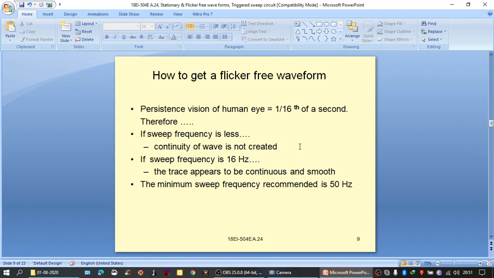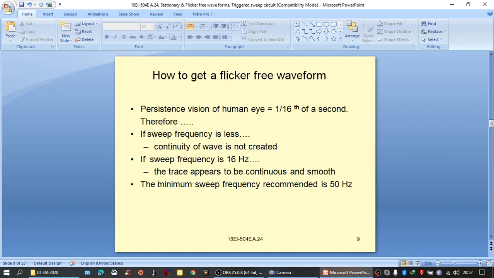So when the luminous spot appears for a duration of 1/16th of a second, then we can find a continuous and smooth waveform on the CRO screen. That means if the sweep signal frequency is less than 16 Hz, then what is the time period? It is more than 1 by 16. When the frequency is less than 16 Hz, we will not find a continuous waveform on the CRO. We will find a flickering waveform. To prevent that, the frequency of the sweep signal should be either 16 Hz minimum, or even greater than 16 Hz also.